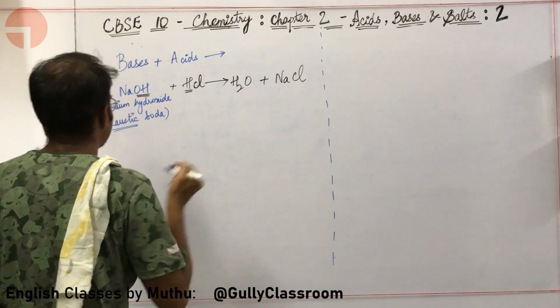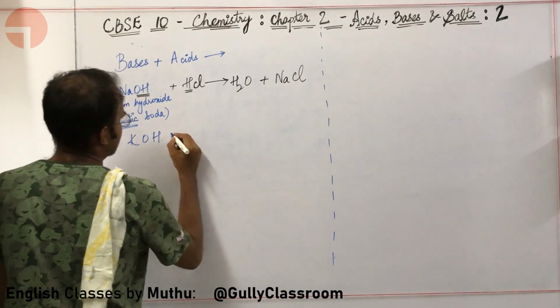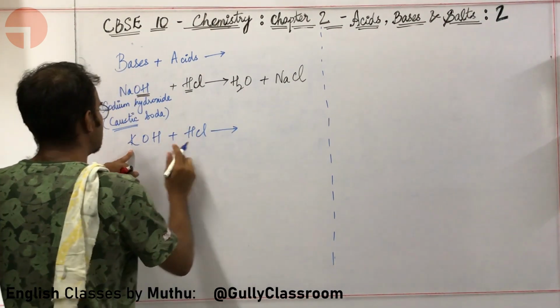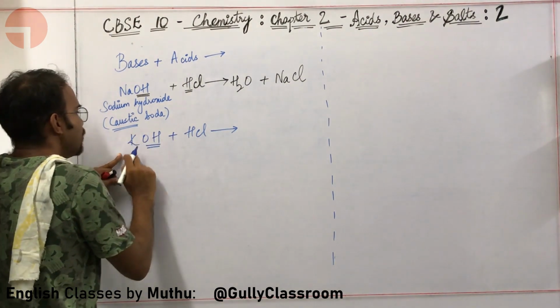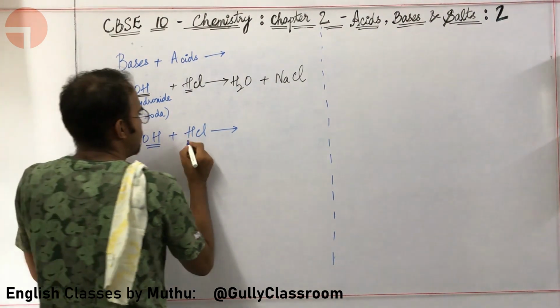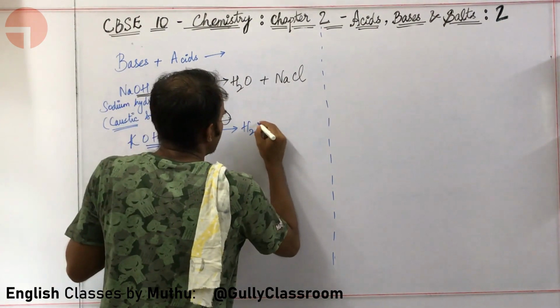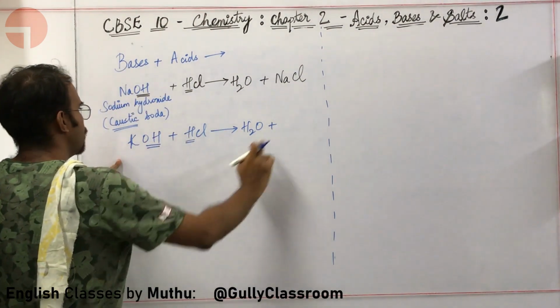Let us give another example. I am going to take KOH, potassium hydroxide. In potassium hydroxide, I am going to add once more hydrochloric acid. Here, the hydroxide ion, OH ion from potassium hydroxide will combine with hydrogen ion from hydrochloric acid, and once more you will get water plus what is the salt you are going to get?